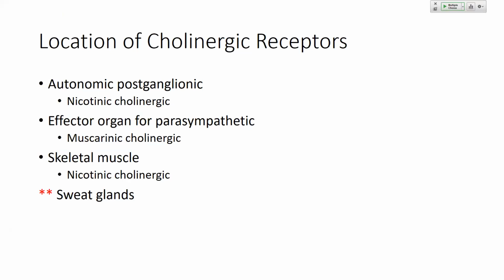All right, we also see nicotinic cholinergic receptors on skeletal muscle. We're going to talk about that. We're going to look at the neuromuscular junction. Acetylcholine is the only neurotransmitter that plays a role in skeletal muscle, and so nicotinic cholinergic receptors are found there. And then I have at the bottom here sweat glands. We spoke about this as an exception. The sympathetic division also has cholinergic receptors only for sweat glands. This is like one exception to the rule. Nothing to really memorize. I'm not going to test you on this, but it's an FYI. Okay, so these are the locations where we see cholinergic receptors.